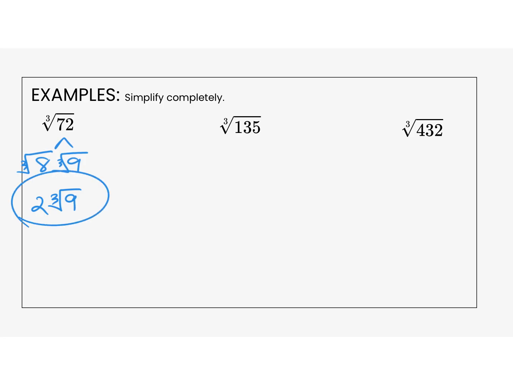Okay, 135. Again, they might not jump out at you in the same way that the squares did. So this is where a calculator comes into play. 1 doesn't really help us. 135 is not divisible by 8, so we keep going. 27, okay, yes, it is. So that is 27 times 5. But I'm really looking at the cube roots of both of those. So cube root of 27 is 3 times the cube root of 5.